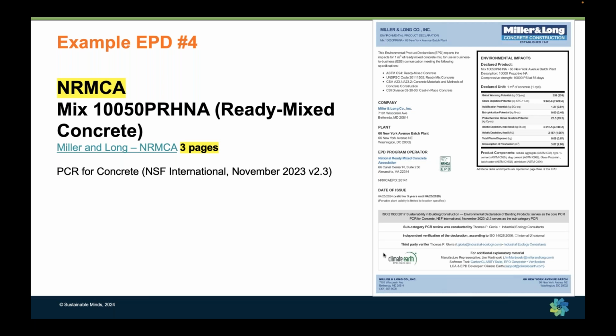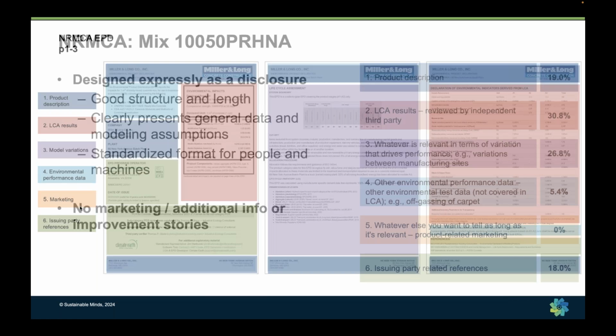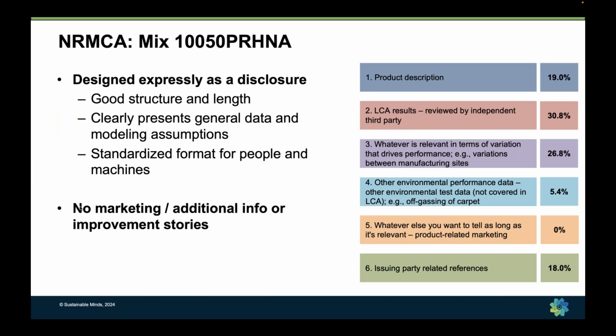The next 2 are EPDs that are digitally published or from an EPD generator tool. So this is the NRMCA Ready Mix Concrete EPD published through the Climate Earth EPD generator. It's 3 pages. You can see it has all of the elements that you need for a disclosure, no marketing information. But the point is that it's designed expressly as a disclosure.